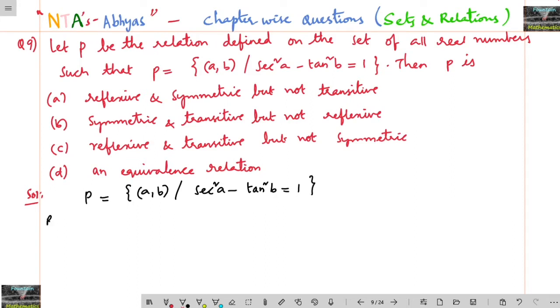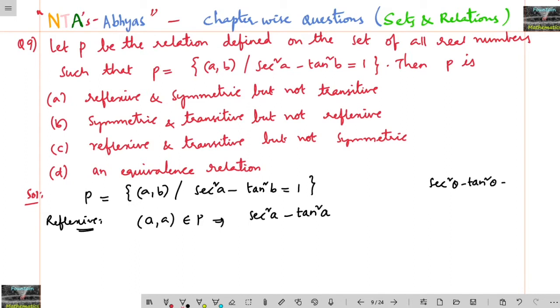Now we will verify reflexive. Reflexive means A comma A must be there. Suppose A comma A belongs to P. If A comma A belongs to P, which implies secant square A minus tan square A. So we have the property secant square theta minus tan square theta is equal to 1. So secant square A minus tan square A is equal to 1. So it is satisfying, and hence we can say this is reflexive. Next we will verify symmetric.